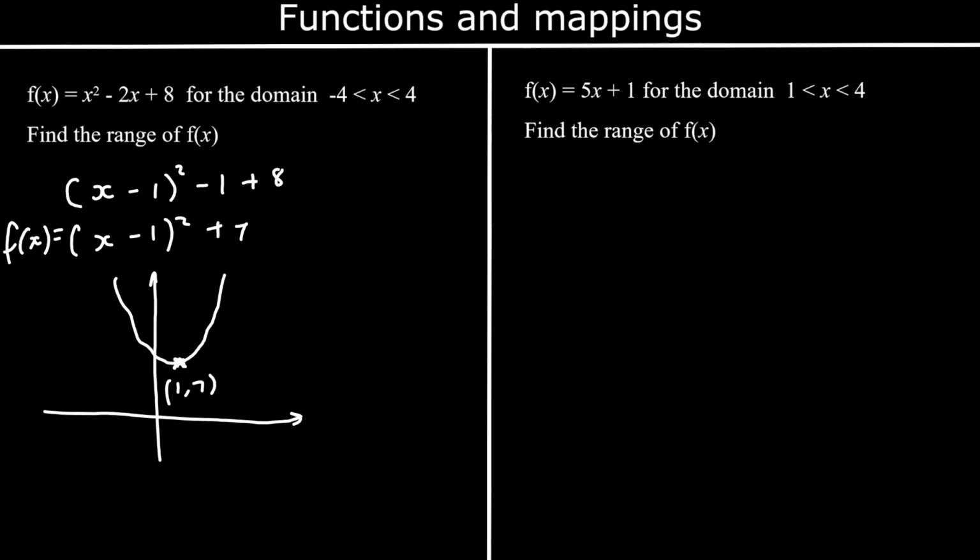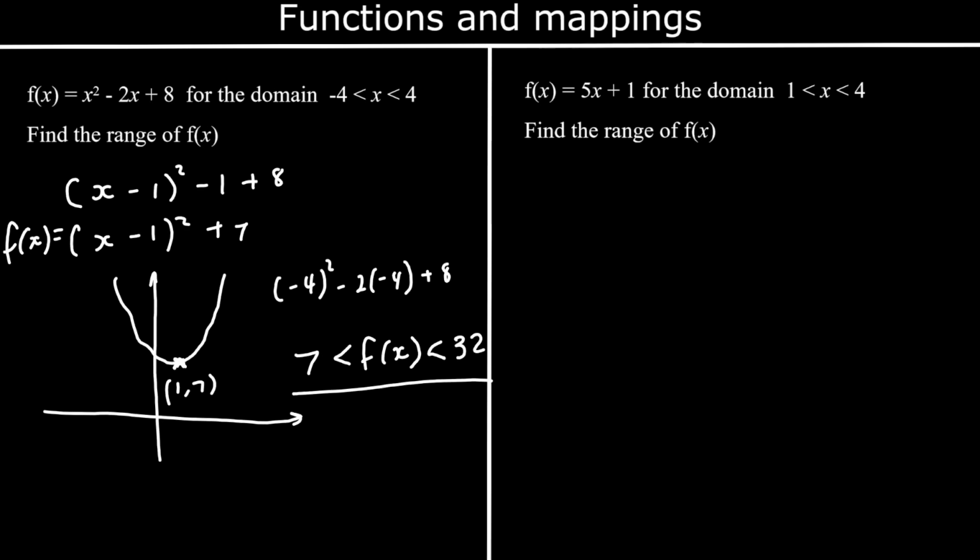So if I put in -4, -4 squared is 16, minus 2 -4s. So that'd be plus another 2 4s. So that'll be 24, plus 8 is 32. So it's going to be between 7, which is my minimum of what y can be, and 32 is my maximum. So it's between 7 and 32.